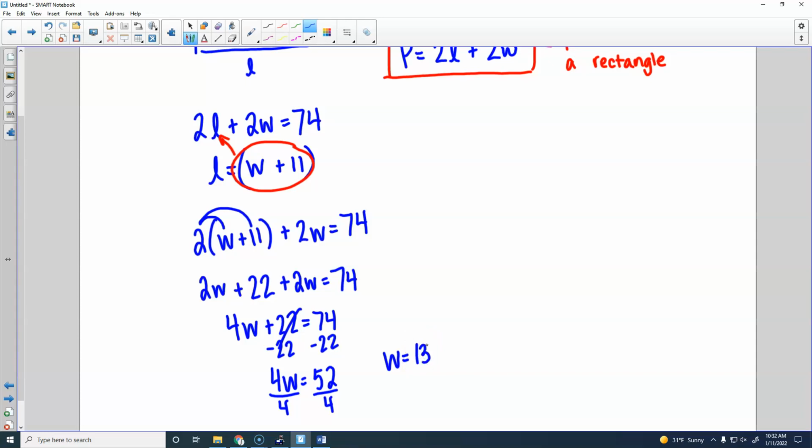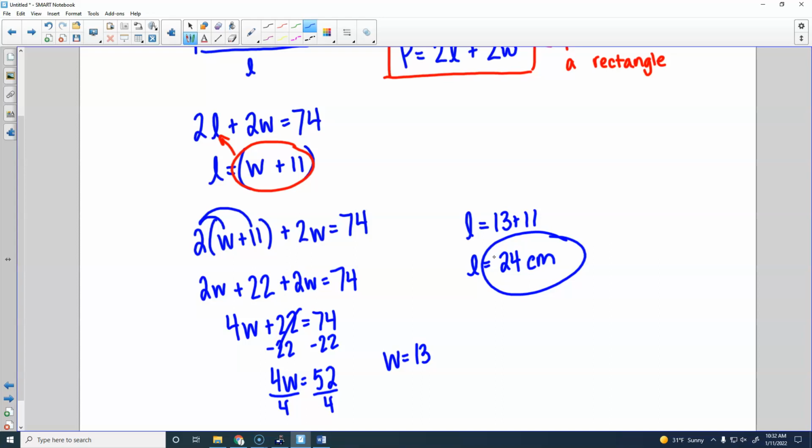This question asked us to find the length, actually. So that's not our answer. We need the length, but it's pretty easy to plug back in here. We'll just have L equals 13 plus 11. So my length is 24. So 24, this one was centimeters, would be my answer. Okay, questions?